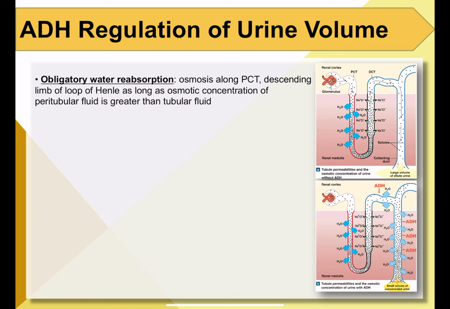Now, all that water reabsorption along the PCT and loop of Henle that we were talking about must happen due to osmosis. It is called obligatory water reabsorption because we cannot control this with hormones, even though we may want to. There's nothing we can do to stop osmosis from happening within the PCT and loop of Henle. It's all based on water and solute concentration using osmosis.